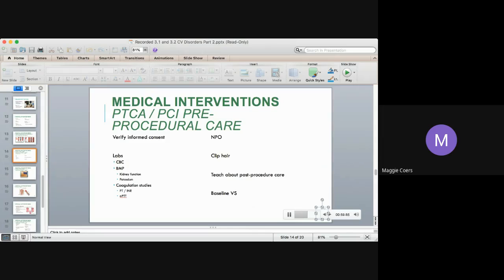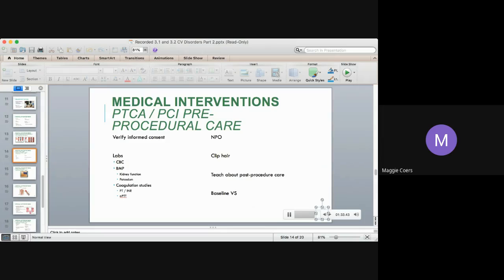We need to know their potassium and correct any potassium issues, okay, also before going into the cath lab. We need to do clotting studies, PT-INR, because these clotting studies show how long we'll need to keep pressure on the femoral site, post-cath, and also the risk of bleeding. Patients need to be NPO just in case something happens and we need to send them to surgery, and they're also sedated for this procedure.